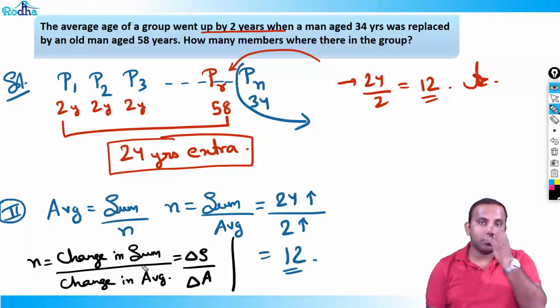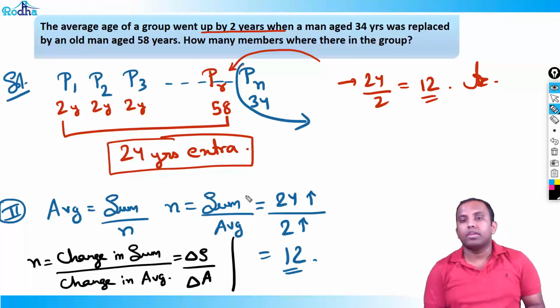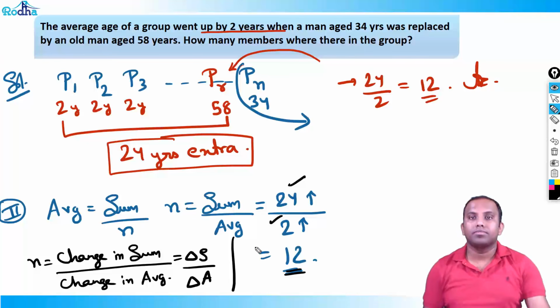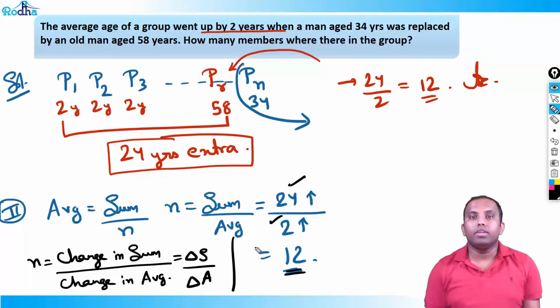Okay, change delta S means change in sum, and delta A means change in average, right? So increase in sum 24 years, increase in average 2 years, again 12 is the answer. All these concepts are very useful, right? Collect all these concepts, increase your knowledge level. You can do it very well. This kind of question you can do very fast.